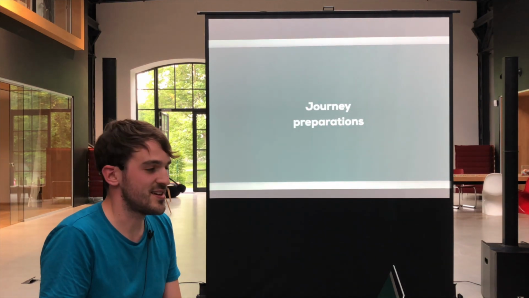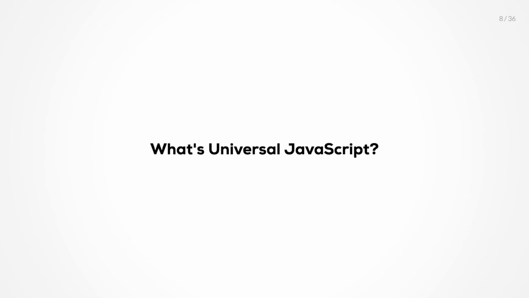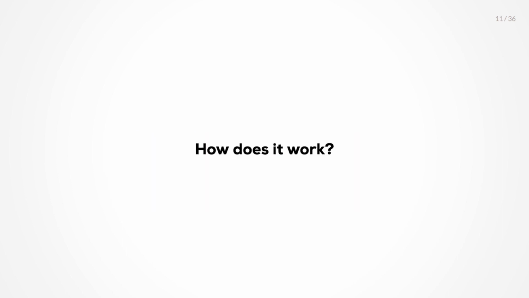So before we start, let's do some journey preparations. What's universal JavaScript? Usually people talk about it in the context of a web application, and it means that the code is written in a way that it can be executed both on the server and on the client. So how does it work?